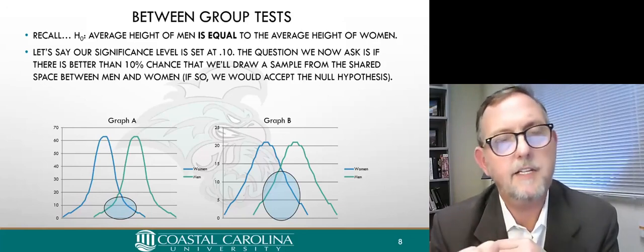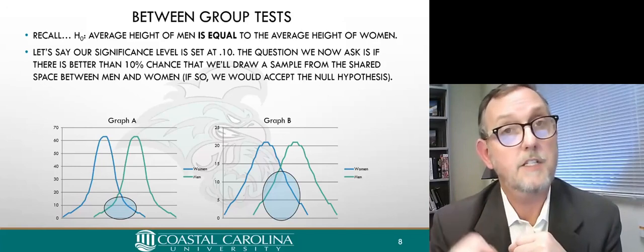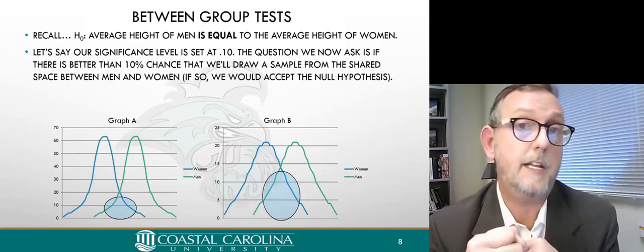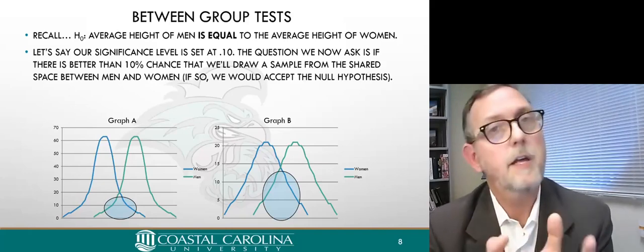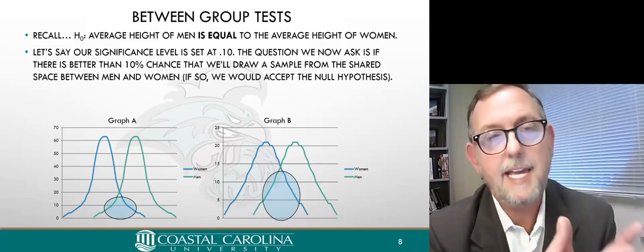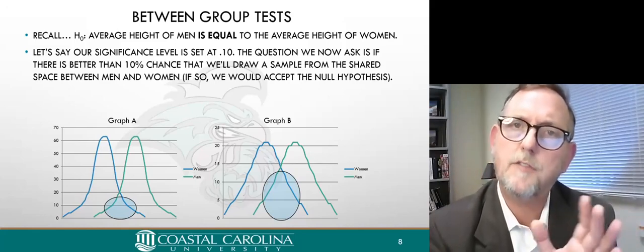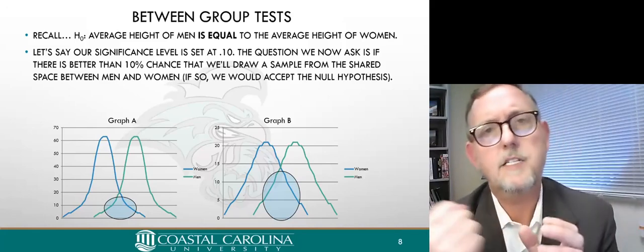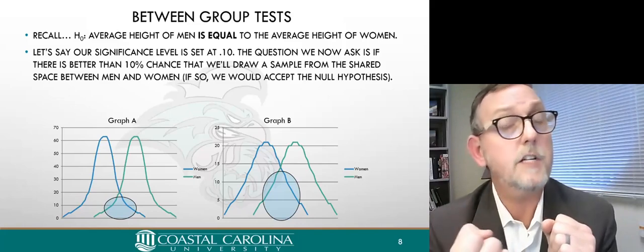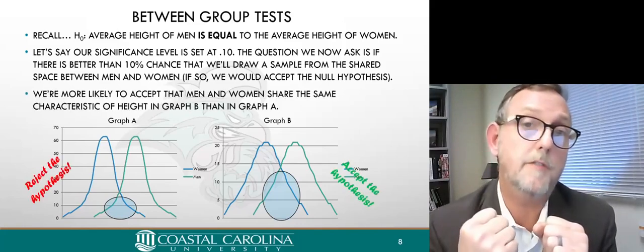And in this case, if the significance level is 10, we ask, is a chance greater than 10 or less than 10% that I'm going to draw from that space? So if you're drawing from the graph on the left, the A graph, then chances are much, much less that you're going to draw from the shared space. Whereas if you are from the distributions that are in graph B, chances are much, much greater, and probably greater than 10%, that you'll choose somebody from the middle space.